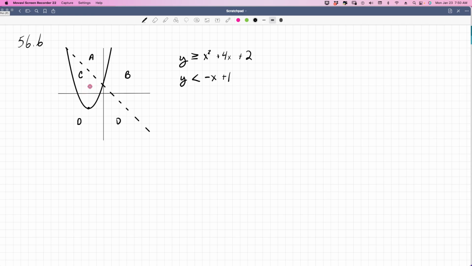So I'm going to pick a point in C. I'm going to pick this point right here because it's well within the C area. And I'm going to test both of these for it.